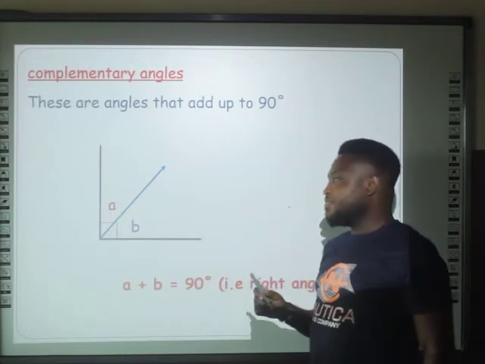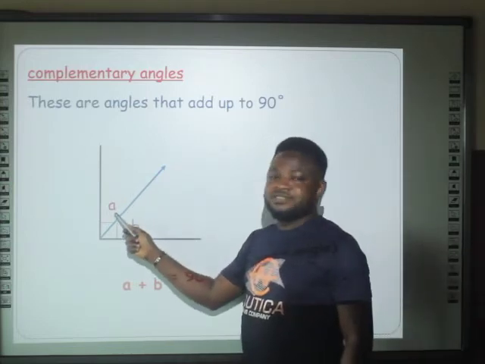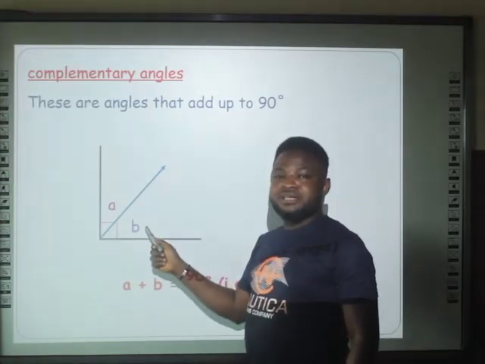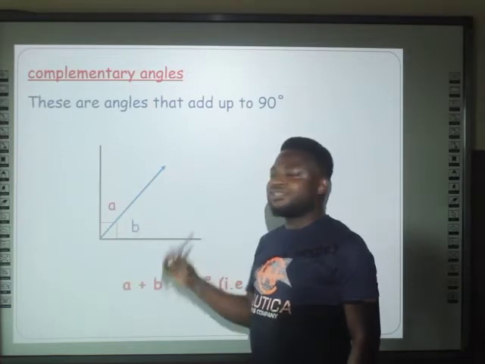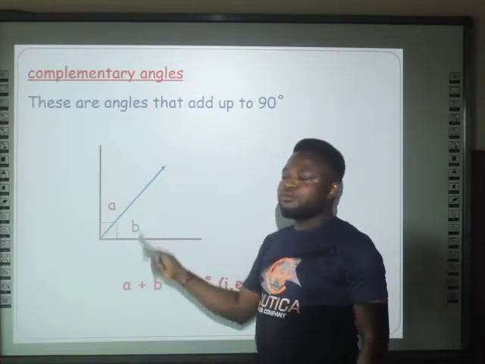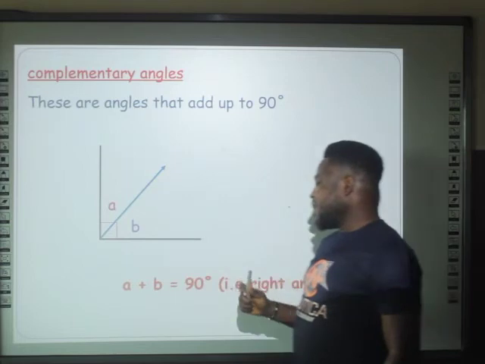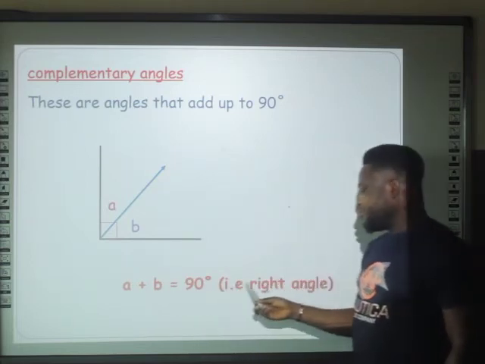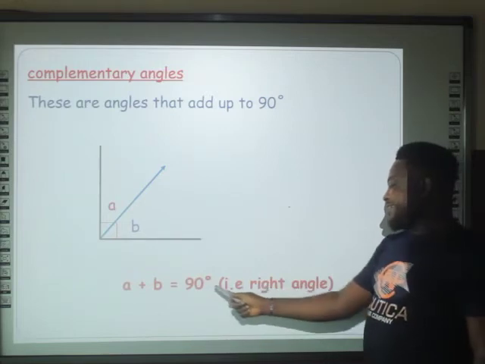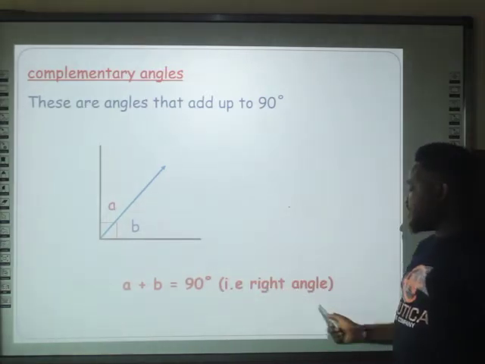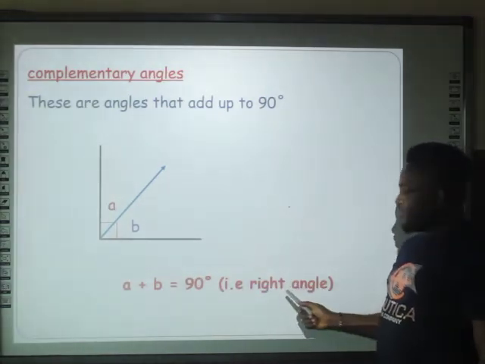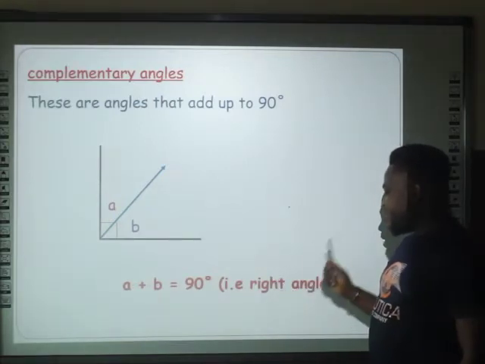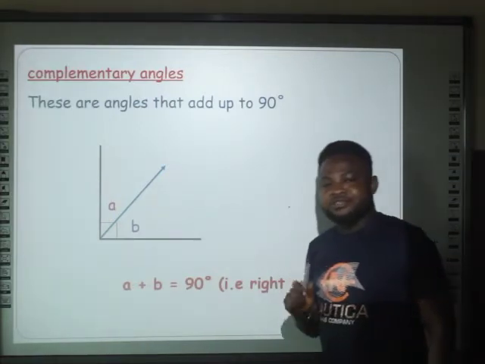That means if this is 30 degrees, in order to get the remaining angle, that will be 90 minus 30 degrees. The two of them must add up to 90 degrees. As you can see here, angle A plus angle B is equal to 90 degrees. Now, that 90 degrees is referred to as the right angle. And you have to be very, very careful.